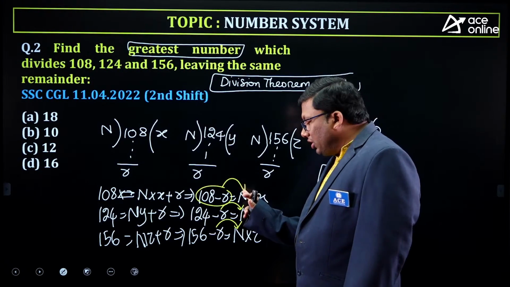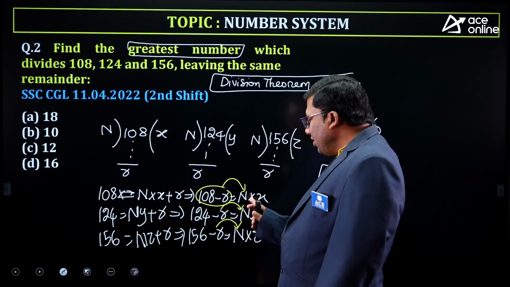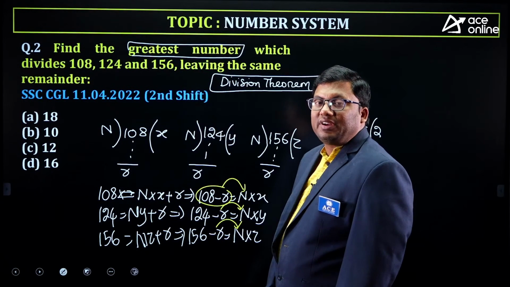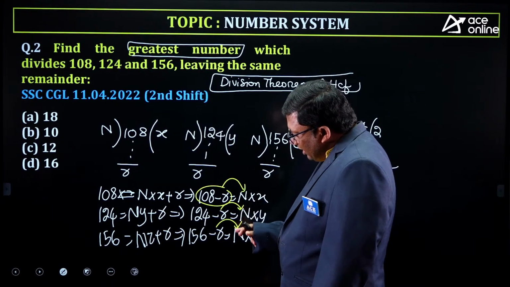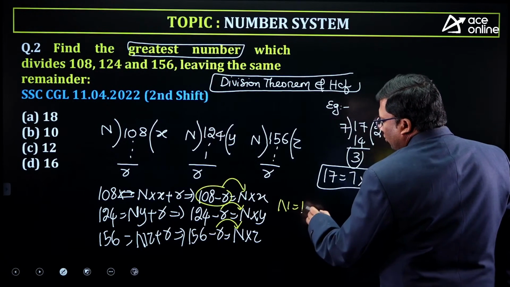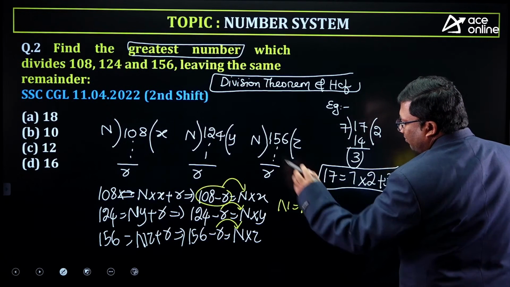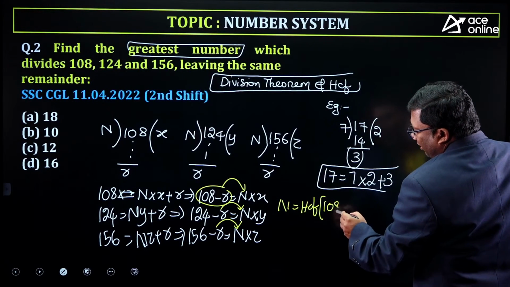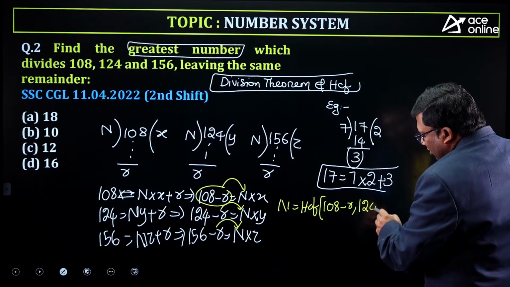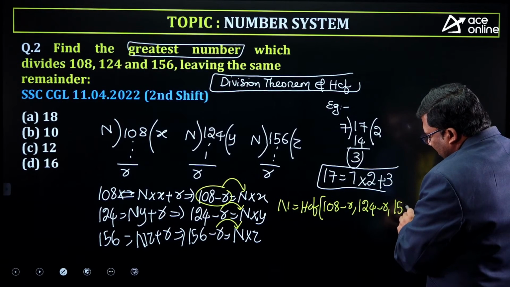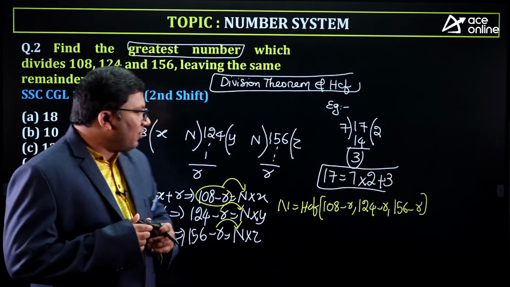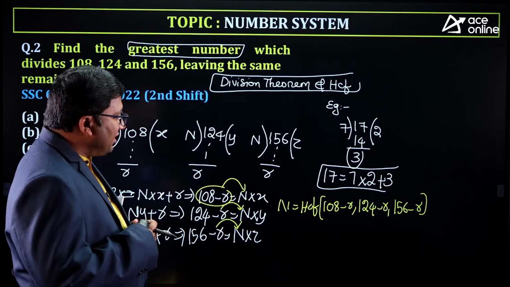That means n should divide 108 minus r, n should divide 124 minus r, and n should divide 156 minus r. That means n is a factor of all these numbers, and I also want the highest number. So the factor common to all three numbers is the HCF of 108 minus r, 124 minus r, 156 minus r.